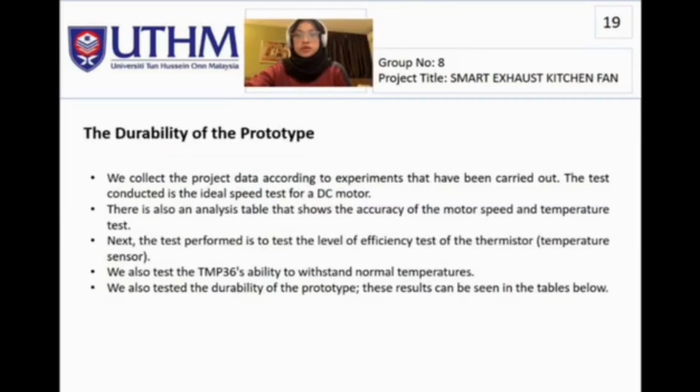For the durability of the prototype, we collected the project data according to the experiments that have been carried out. The thing that has been tested is the workability of the prototype. The test conducted is the ideal speed test for a DC motor. There is also an analysis that shows the accuracy of the motor speed and temperature sensor. Then the test checks the efficiency level of the thermistor or temperature sensor. This experiment tests the TMP36's ability to withstand normal temperature. We also test the durability of the prototype, and this result can be seen in the table that I will show after this.